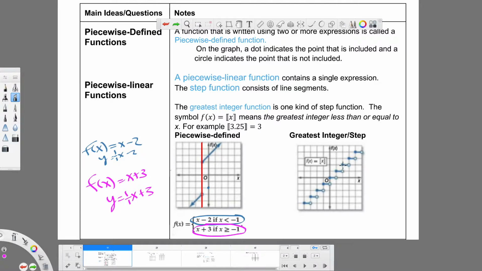And that keeps it a function, because remember, if I draw my vertical line here, I'm crossing over 2, but the open dot means it's not included. So it actually passes my vertical line test.